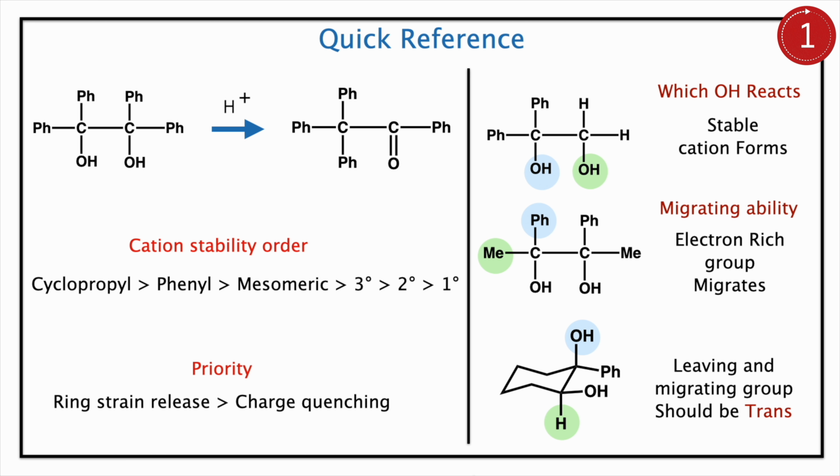Before we get into the rearrangement, I have given a quick reference: the rearrangement, the reaction, product, cation stability order, priority during the rearrangement, OH reactivity, migrating ability, and leaving group position. This will be the quick reference for you. It will help you to solve problems.